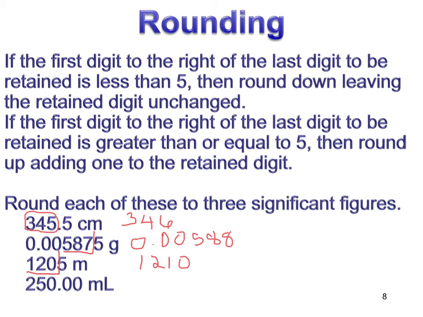And finally, the 250 milliliters rounded to 3 significant figures. We're going to end up cutting off the 2 zeros, and we end up with 250, but we have to put a decimal place at the end of this one in order to designate that there are 3 significant figures.